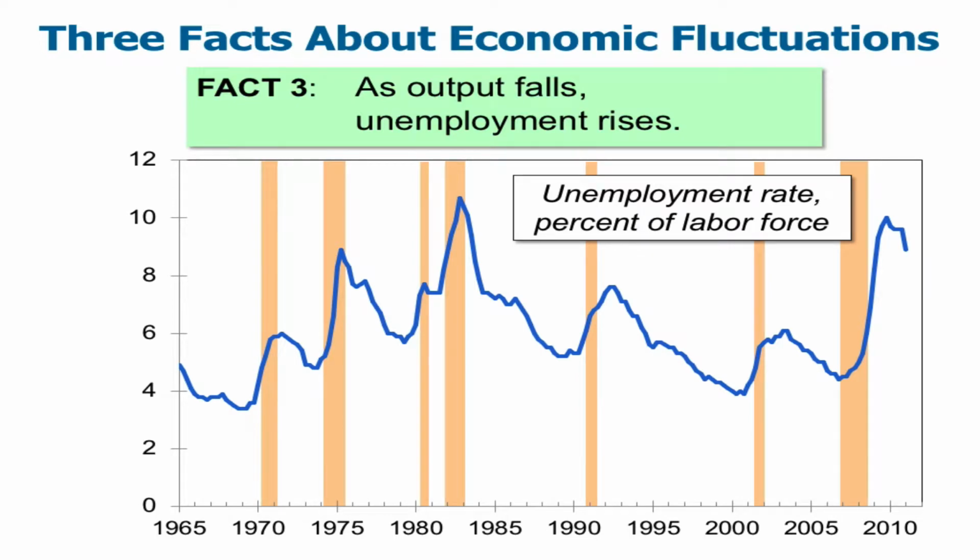As output falls, unemployment rises. That should by this time be really common sense for you, correct? As we talked and talked about how the circular flow either is expanding or contracting. So when we get into an expansion period, you see unemployment fall.